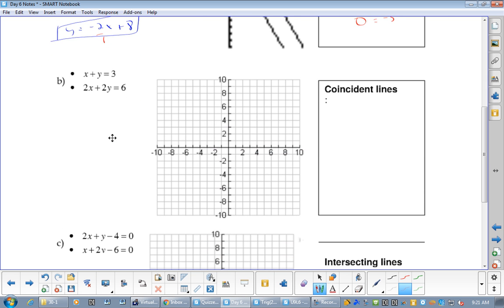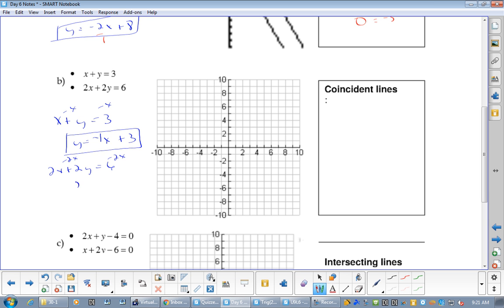Okay? Now, this one here. x plus y equals 3. So let's get these both to y equals. x plus y equals 3, minus x, y equals -1x plus 3. Next one. I'll write it down first. 2x plus 2y equals 6. I've got a minus 2x, right?